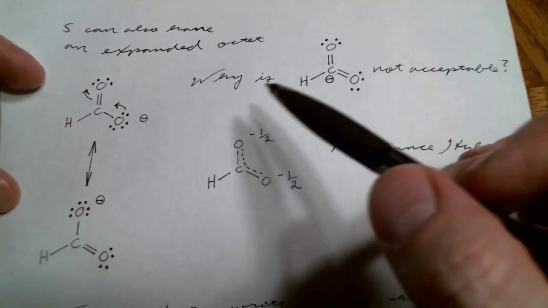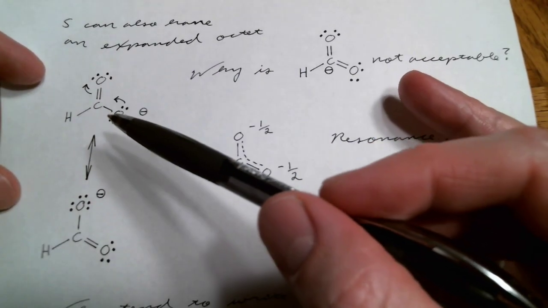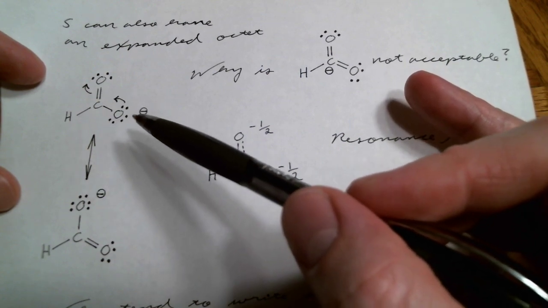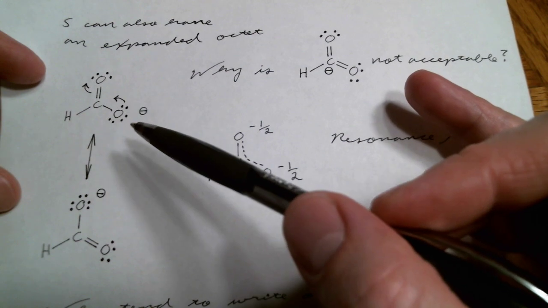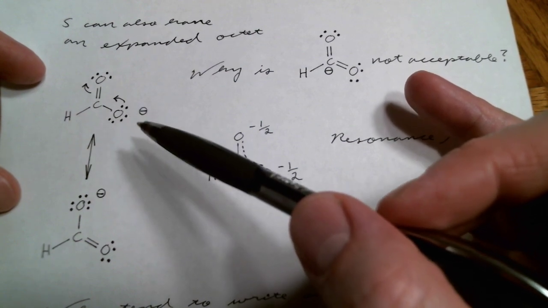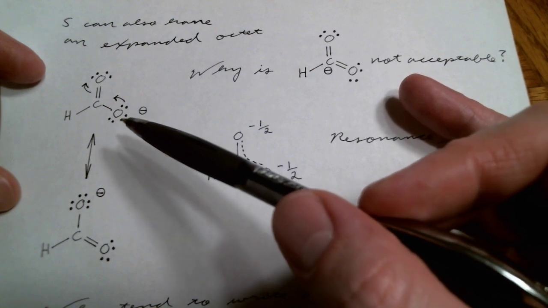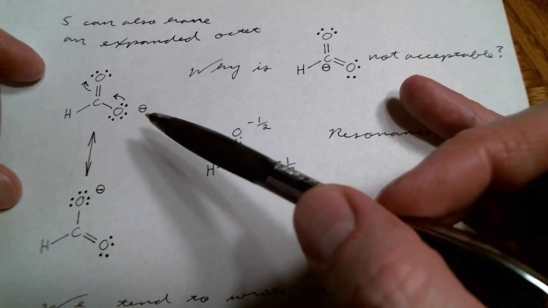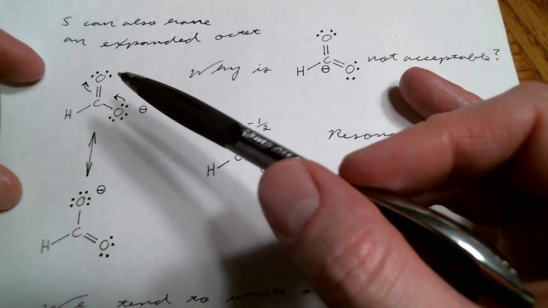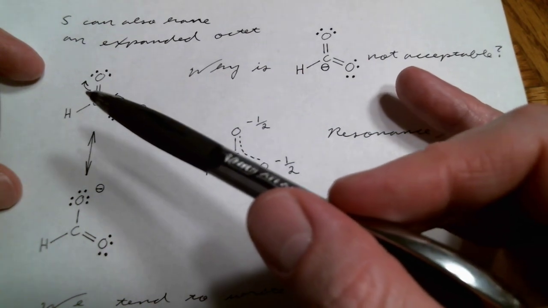Carbon, however, is in the second row of the periodic table, so it cannot have an expanded octet. Let's take the formic acid anion, so formate anion, and we can move this formal minus charge from this oxygen over to this other double bonded oxygen in a rational arrow pushing sense.